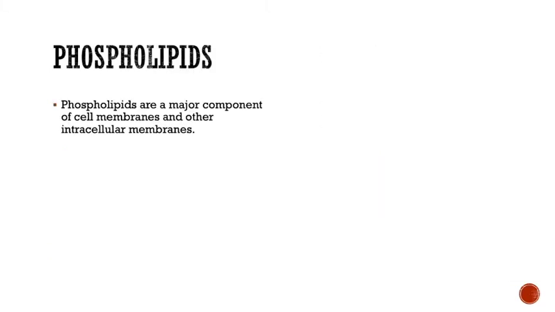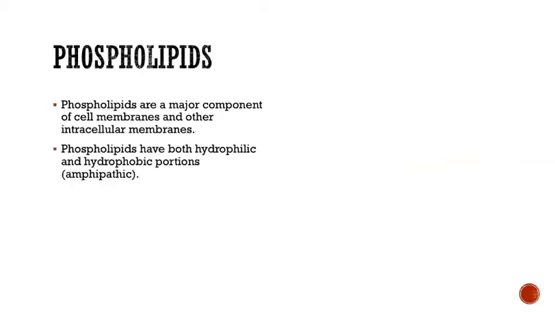Okay, so phospholipids. You might hear this a lot when it comes to cell membranes because they are the biggest component of cell membranes and other intracellular membranes. So phospholipids have both hydrophilic and hydrophobic portions. And this is known as, so it's hard for me to pronounce, amphipathic. You won't hear me say that again throughout this presentation.